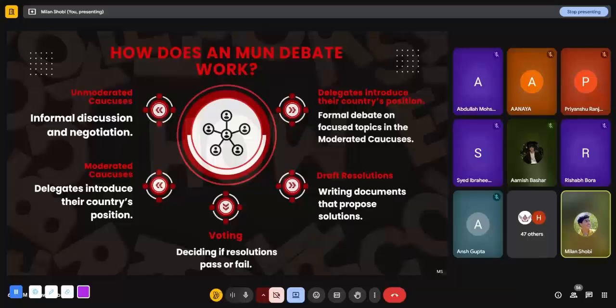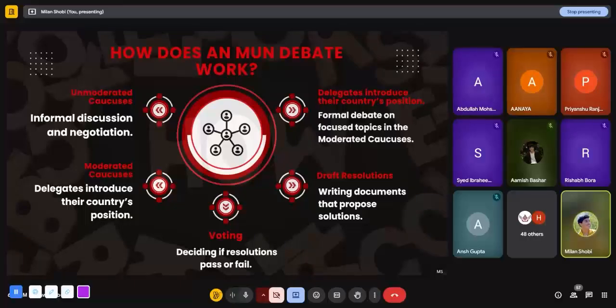Okay. Going forward, you have moderated caucuses. So moderated caucuses are basically the time where you actually speak on behalf of your country. You discuss a particular topic for which the moderated caucus is open. After a very fruitful discussion in your unmoderated caucuses, you all will come to a final decision as to what to actually talk about, what to debate about, or what to discuss.